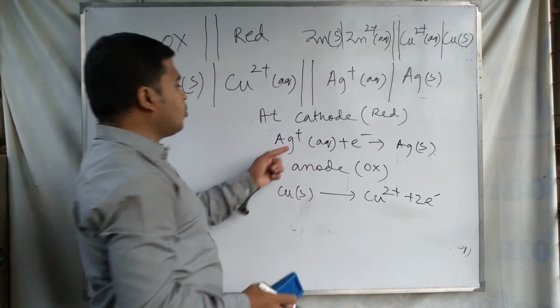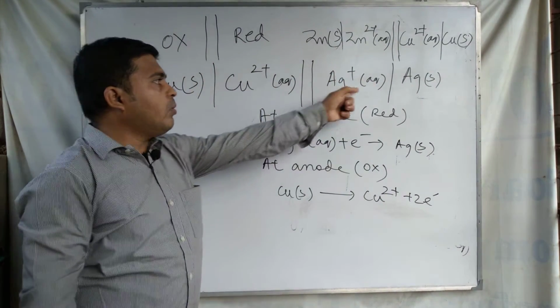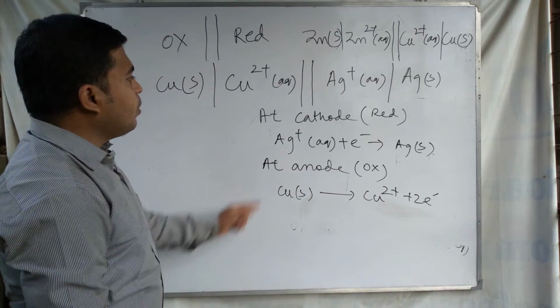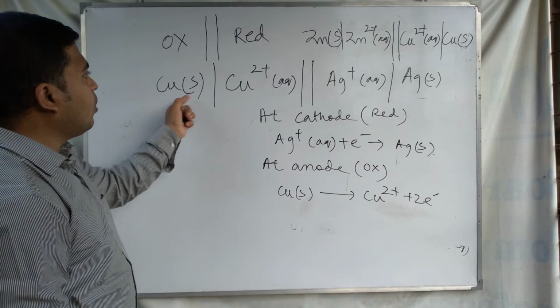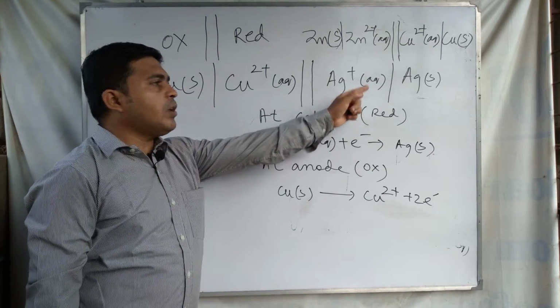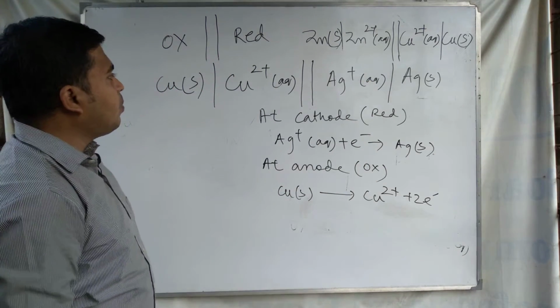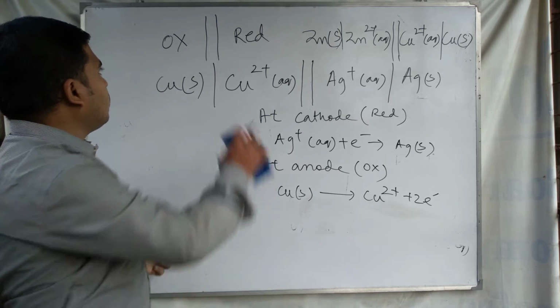Silver plus changing into silver solid. So in this way we represent this galvanic cell. This is the notation of this galvanic cell: copper solid to copper 2 plus, silver plus to silver solid. This is the representation of this galvanic cell.